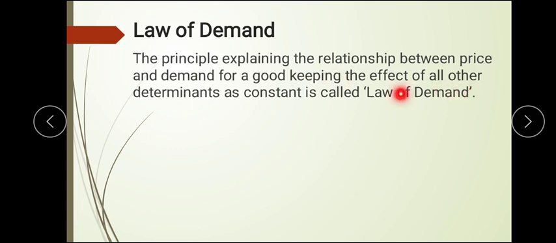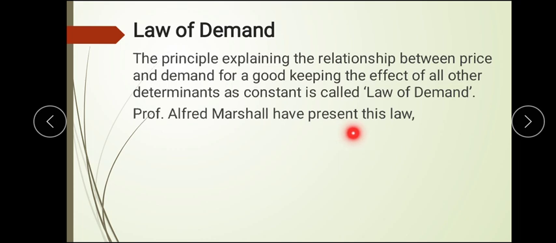This is with all the other determinants, or all the other factors, kept constant. So for the working of the law of demand, all these factors, that is consumer income, taste and preferences, future expectations of prices, prices of related commodities, that is substitute goods and complementary goods, and the size and demographic profile of the population, should be constant. Then we study the relationship of price and demand. That particular principle is called the law of demand. But what does the law state?